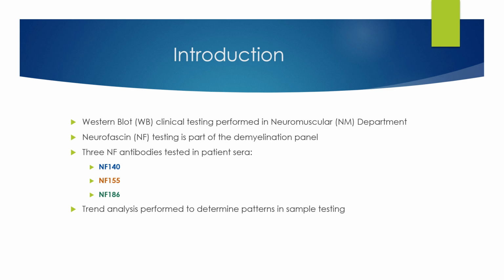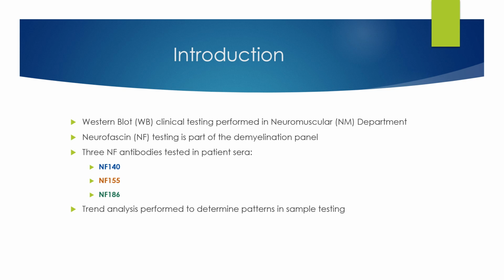Our lab provides clinical testing for a range of neuromuscular disorders. We receive samples from WashU patients and externally from anywhere in the world. The testing I perform is part of the demyelination panel. The test looks for markers of demyelinating diseases. These are diseases where the protective layer that surrounds your nerves is damaged.